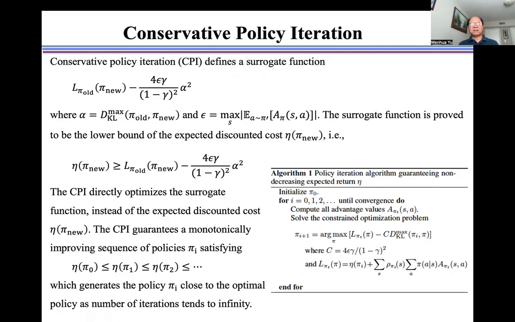The CPI guarantees a monotonically improving sequence of policies pi i that satisfies this relationship, which generates the policy pi i close to the optimal policy as the number of iterations tends to infinity. Here is the pseudocode of the CPI method.